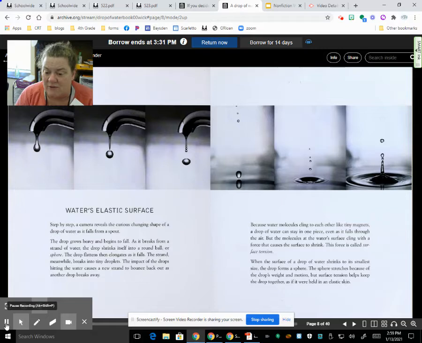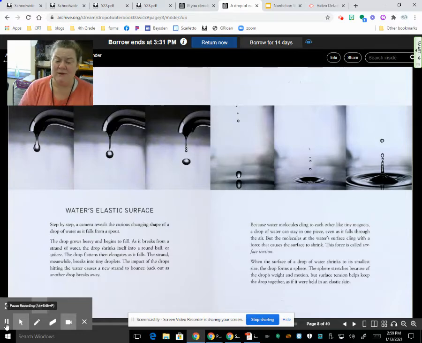When the surface of a drop of water shrinks to its smallest size, the drop forms a sphere. The sphere stretches because of the drop's weight and motion, but the surface tension helps keep the drop together as if it were held by an elastic skin.